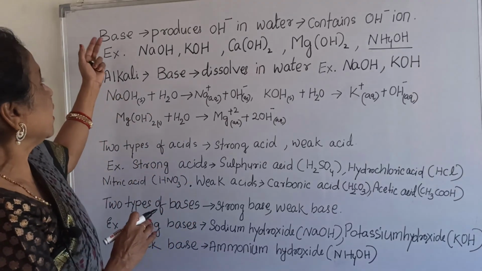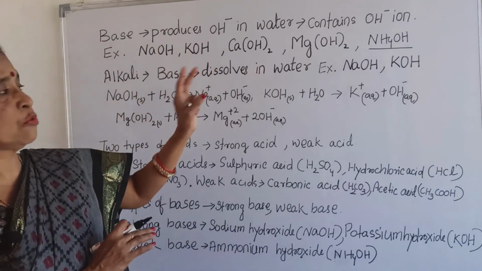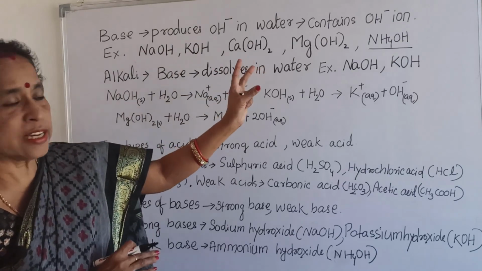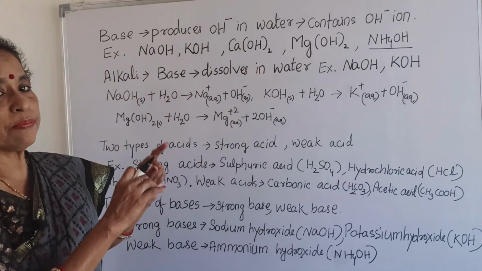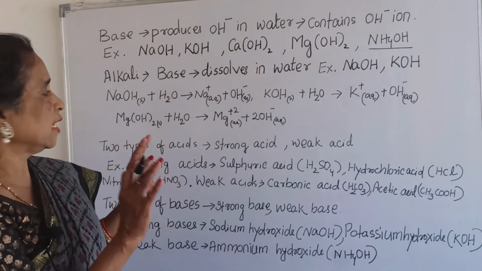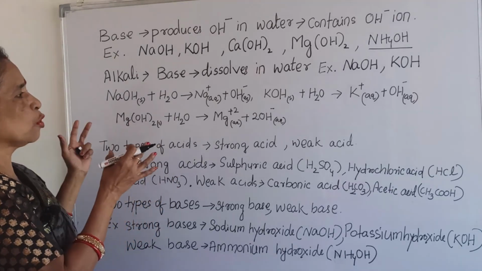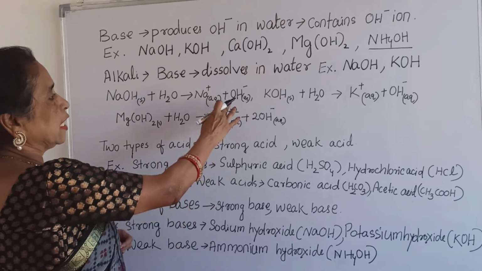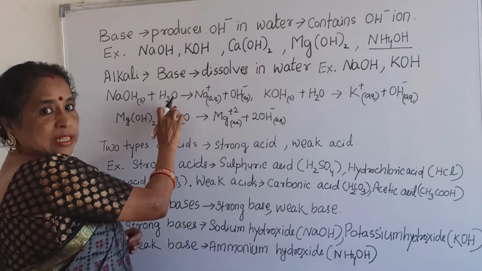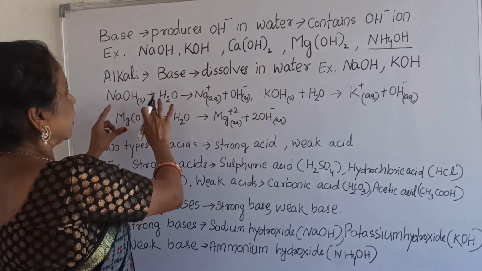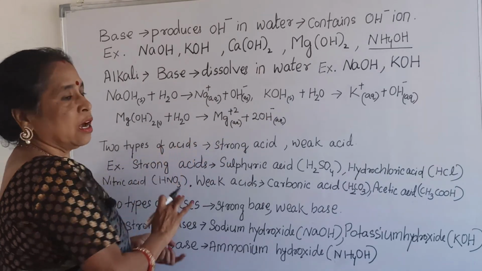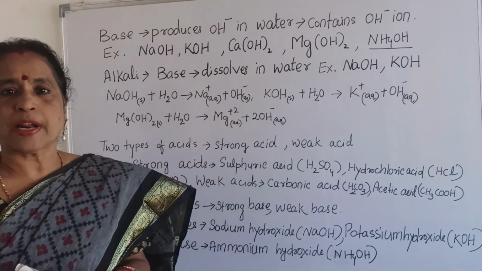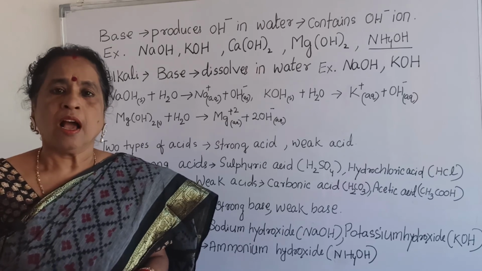Now see, what is base? Produces OH minus in water. Examples are already clear. And alkali also, the base will dissolve in water, that is clear. Next, how can you show that it is a base? How will you prove? Because it gives OH minus when it is added to water. That is why it is proved that they are called base. I hope the concept of acid and base is clear.